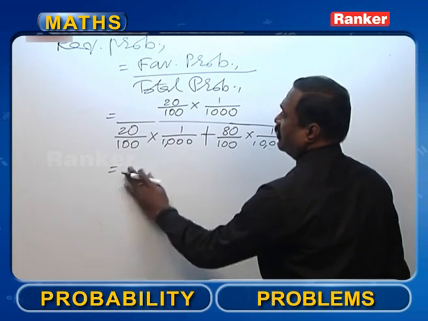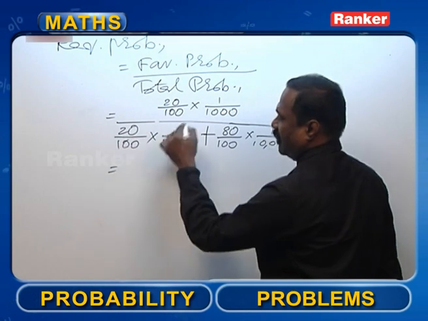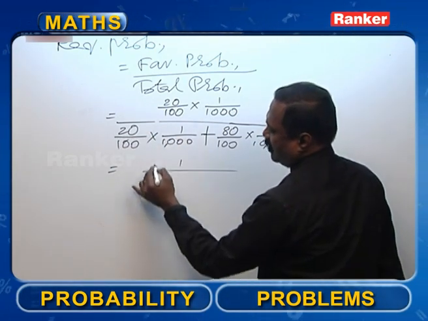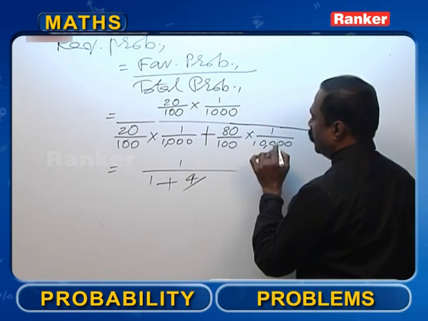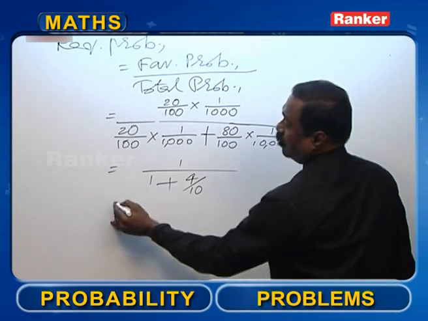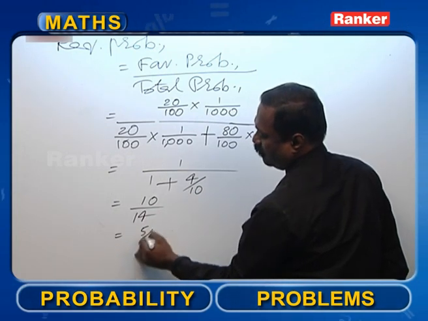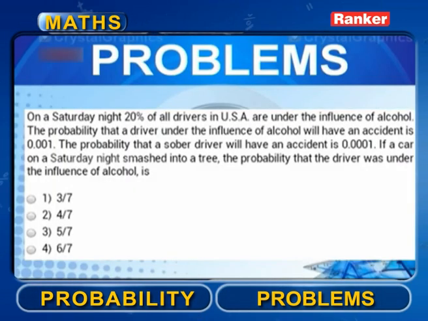Okay, now let us simplify this. Let us take 20 by 100 into 1 by 1000 common. Then you will get 1 upon, getting cancelled. This is 1 upon 1 plus 20 taken common, 4 upon and 1000 taken common. So that is why it is only 10. So what should it be? 10 upon 14. 10 upon 14 is nothing but 5 upon 7. See the option there. It is option 3. Option 3. Okay. Let me explain you again.